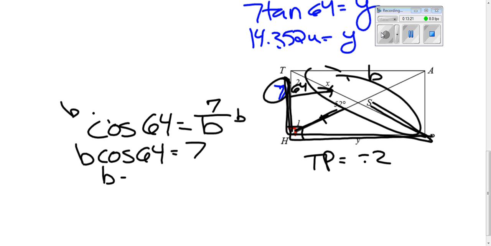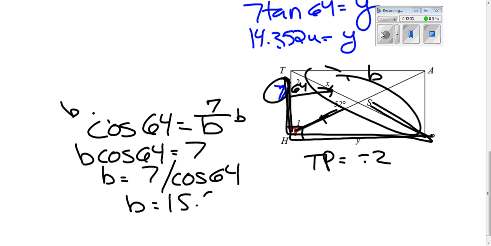Divide by the cosine of 64, and I can type that into my calculator, and I get b to be 15.968 units. Now that's not my final answer. That is a measure of TP. I want TS. I want half of it, so I'm going to divide that by 2.